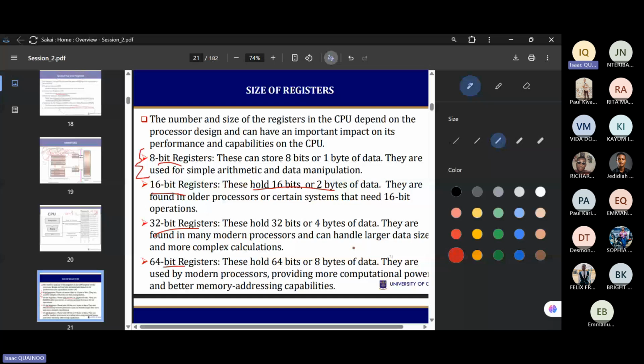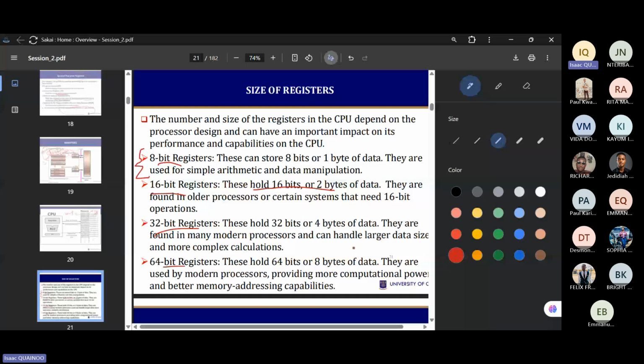Please always know the conversion between bits and bytes. I think that's fundamental. So 8 bits is one byte, and they are used for simple arithmetic and data manipulation, not for complex calculations or computation.